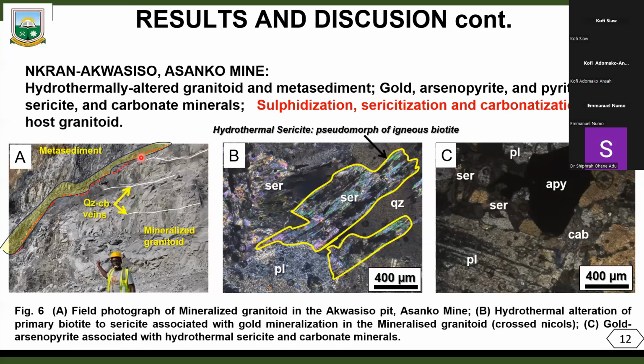The other one is within the granitic system, where you have the alteration of biotite to sericite. And most of these mineralogical observations were made at the zones where sericite was replacing biotite, also in the presence of carbonate, right? So these are the kinds of mineralization that we observed within the granitoids. Then the third one is within the veins themselves, where they are also mineralized.